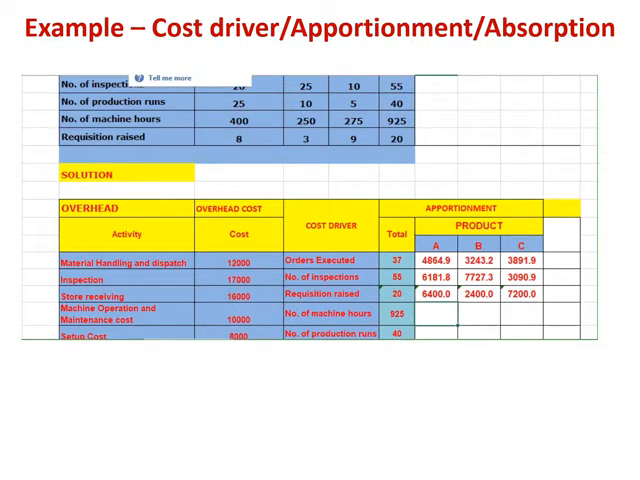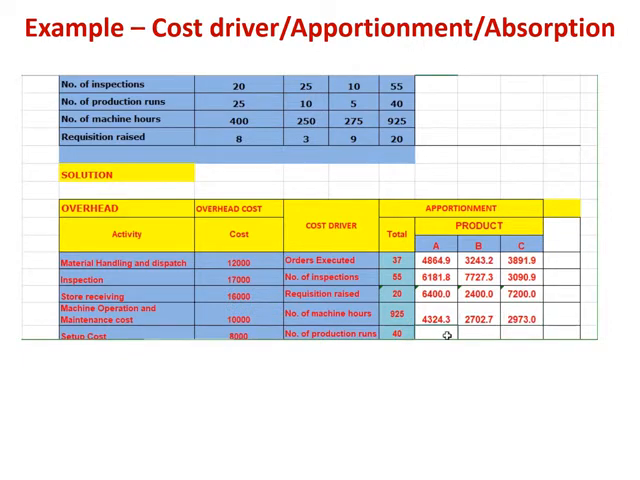Similarly, for machine hours, 925 is the total machine hours. 400 hours of machine has been run for product A. So 400 divided by 925 into 10,000 is this value. Next, 250 divided by 925 into 10,000 is the next value for product B. For product C, 275 divided by 925 into 10,000.